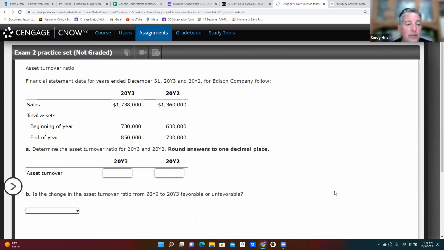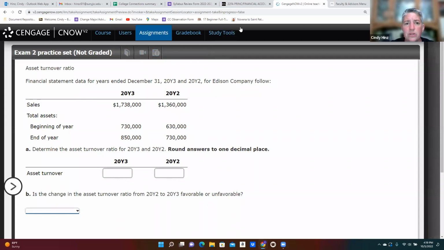Next, this is the last exercise from chapter 5, and this is the asset turnover ratio. It's a measure of how good we are at using the assets we have to produce sales. The formula that we had in chapter 5 is sales divided by average total assets. We have beginning and ending assets, and we average those together by adding them together and dividing by 2. That's going to be the denominator of our formula, and the numerator is going to be sales.